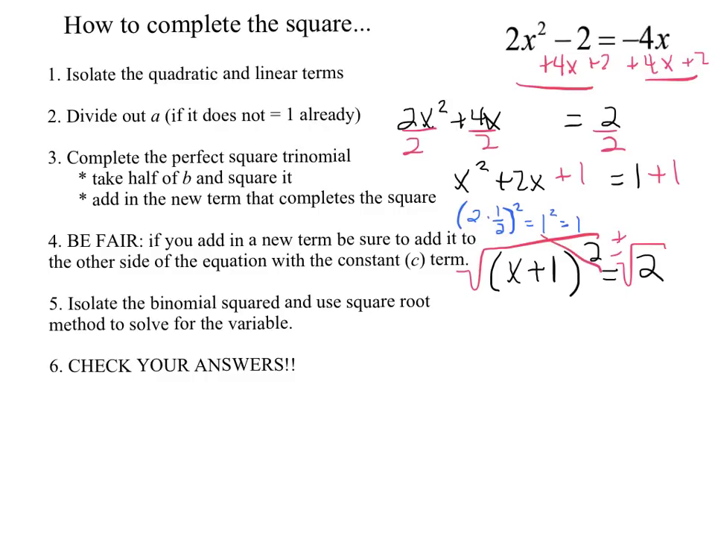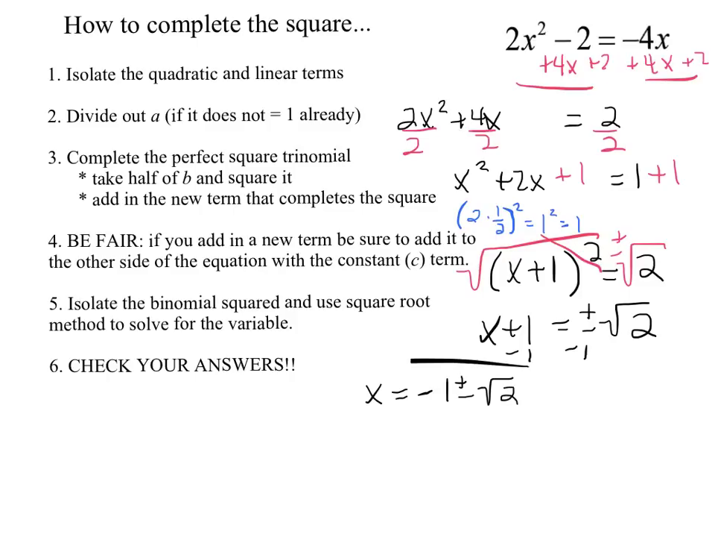The square and the square root cancel out, leaving me with x plus 1 on the left and plus or minus the square root of 2 on the right. I subtract 1 from both sides, and I'm left with x equals negative 1 plus or minus the square root of 2 for both of my answers.